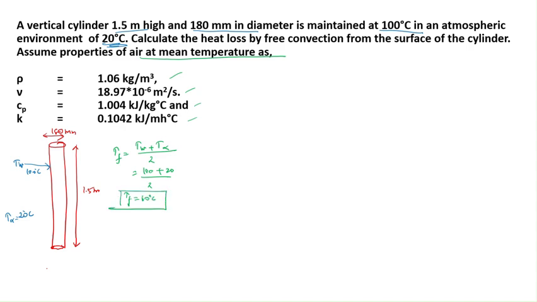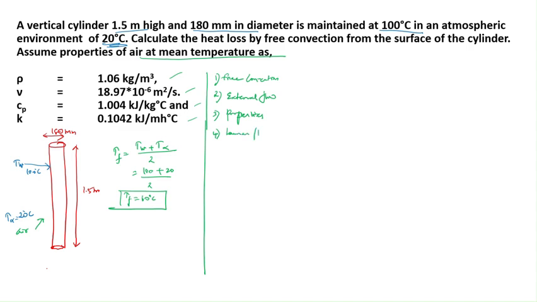Okay. Now it's a free convection, so there is external flow. First, it is free convection. Second, it is external flow. Third, you are going to find the properties. The properties are given in the problem itself, so you need not look in the property table of the HMT data book. Fourth, here air is the surrounding fluid. Fourth, you are going to find whether the flow is laminar or turbulent.